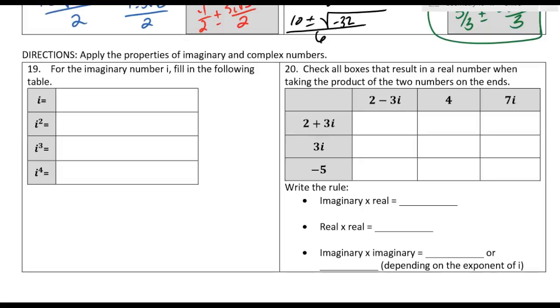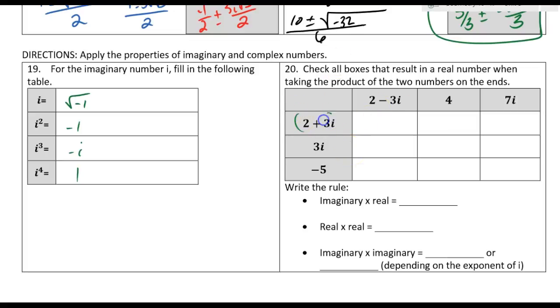Okay, so 19 and 20, pretty straightforward. 19 is just asking you: are they real, what is the rule? So i is the square root of -1, i squared is just -1, i cubed is -i, and i to the fourth is 1. Okay, something we've talked about before. Talked about this in both classes.